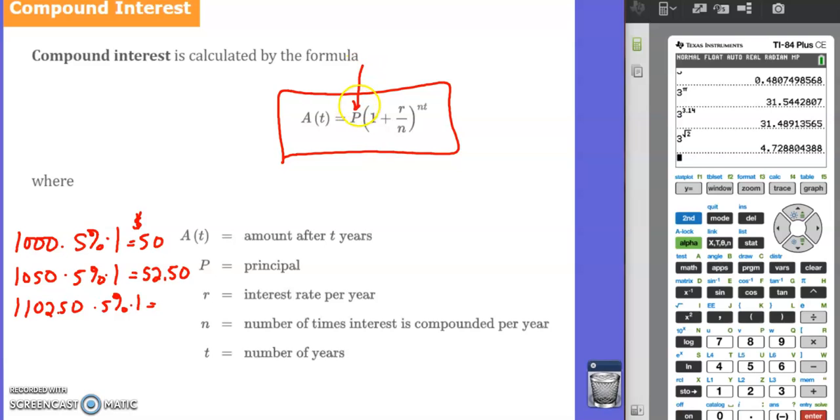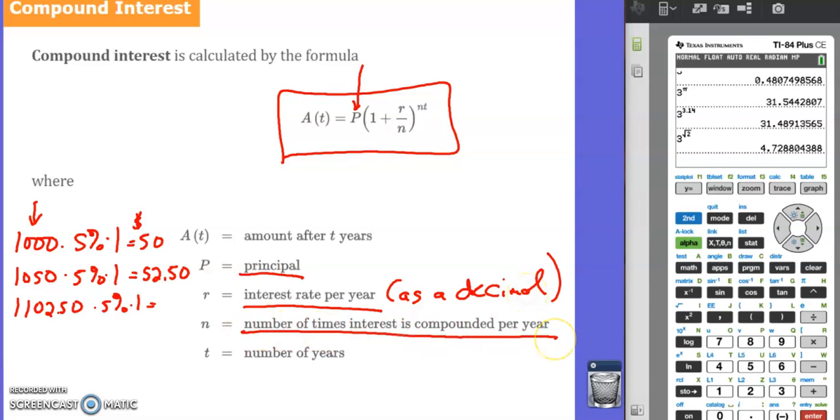So the P stands for the principal, however much money you're investing. Here it was $1,000. The rate is the interest rate per year. Now notice it has to be as a decimal. And N is the number of times compounded per year. So that's where you've got to really pay attention. And of course, the number of years is T. So the N is what I really want you to pay attention to.